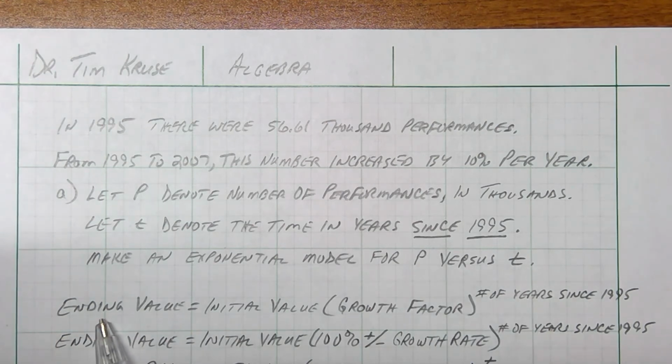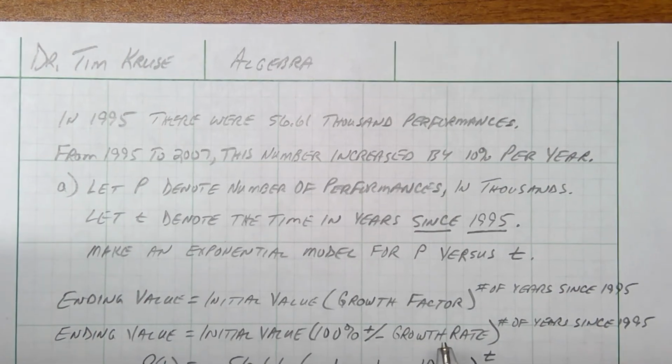All right, let's kind of walk through it here. Your ending value is what you started with times your multiplier, whatever your growth factor is, raised to how much time has gone by. Now remember, time is going to be years since 1995. It's not going to be what year it is. Ending value is what you started with times 100% plus or minus your growth rate, plus your growth rate if it's growing, minus your growth rate if it's shrinking or decaying.